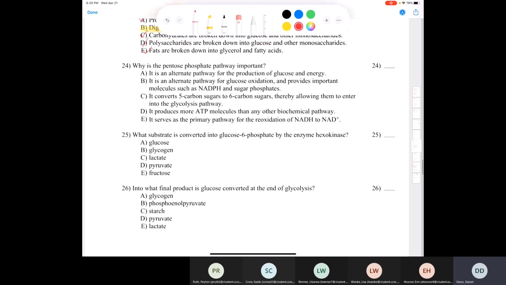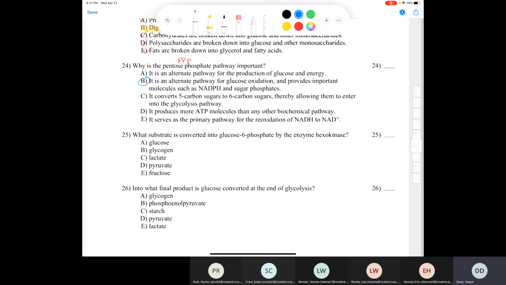Question 24. I went over the pentose phosphate pathway really quickly with you, the PPP. And I told you there's not a whole lot that you need to know about that, except that the pentose phosphate pathway is just another pathway for glucose oxidation, and it provides some important molecules like NADPH, which is required for cholesterol synthesis and some other interesting sugar phosphates.